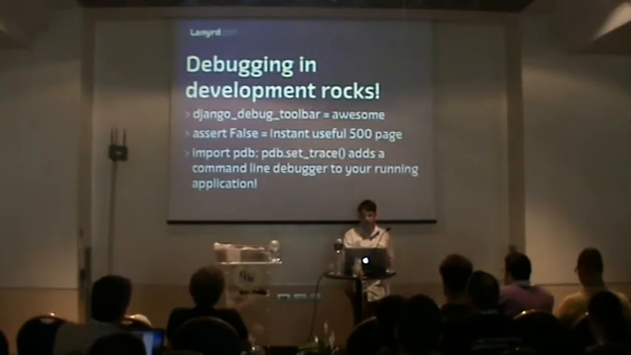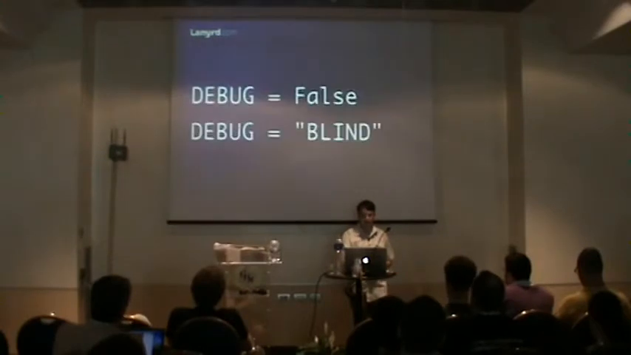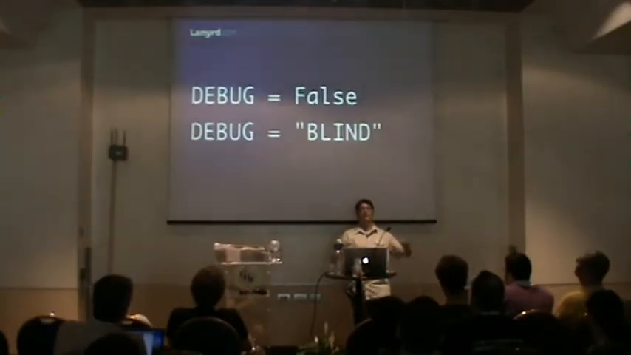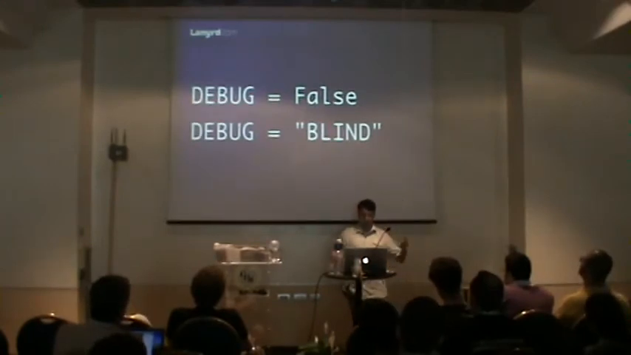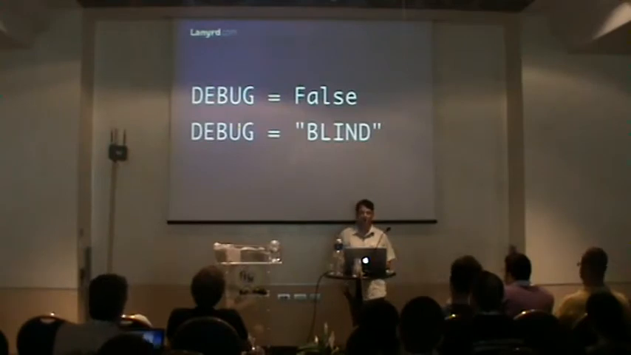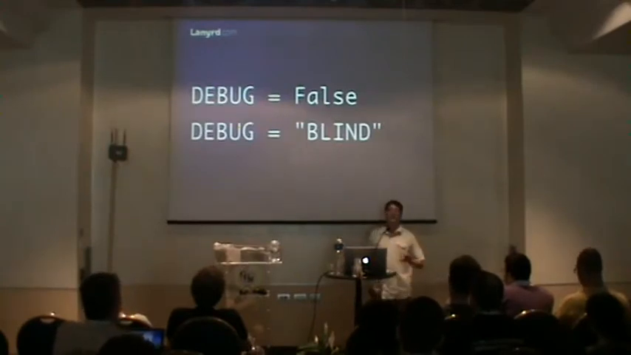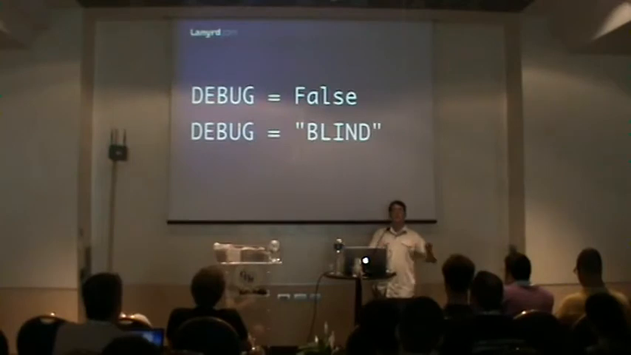Unfortunately, the moment you move into production, as the Django docs will tell you, you have to set debug to false, which turns off all of this stuff, makes none of this stuff work. And to be honest, as far as someone who's operating an application is concerned, that essentially means you're setting debug to blind. You're turning off a whole bunch of the hooks that let you find out what's happening in the system.